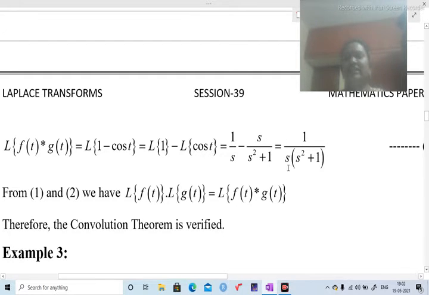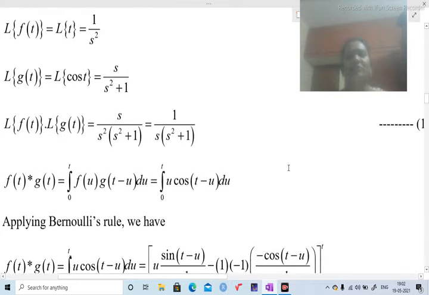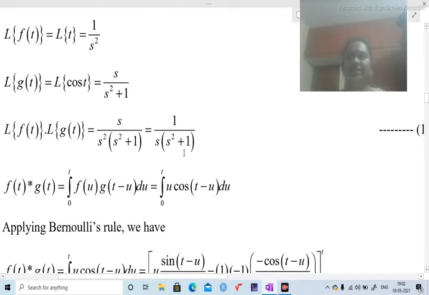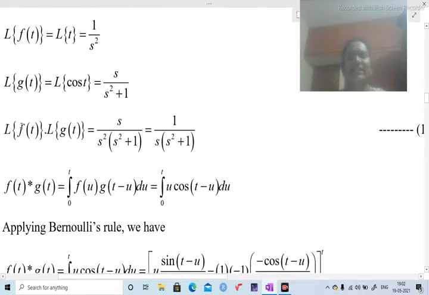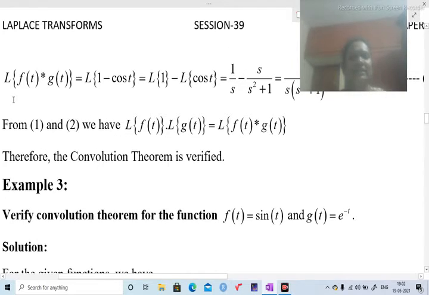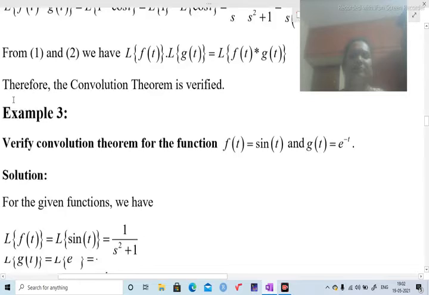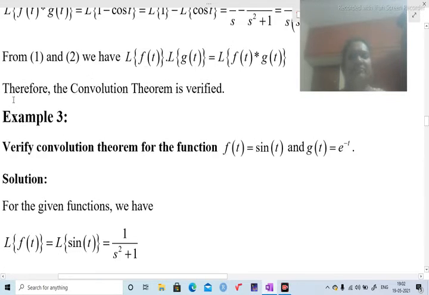Observe this RHS value is equal to this RHS value. Therefore, we can easily say that this LHS equal to this LHS. That means the convolution theorem is proved. Next question.